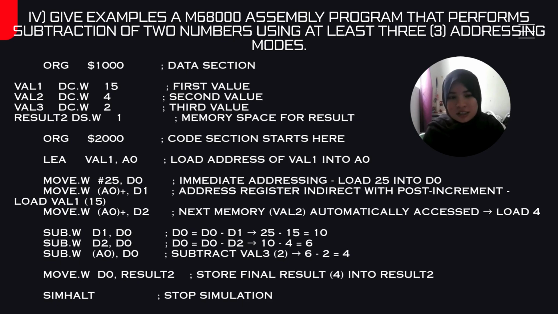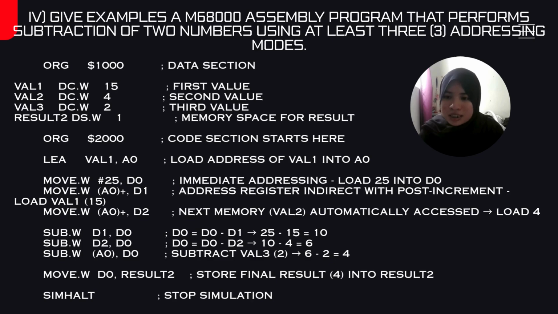ORG $1000 is the data section. In the data section, I already defined three word-size values, which are val1, val2, and val3, with the values 50, 4, and 2. Okay, result is a memory space to store the final answer.